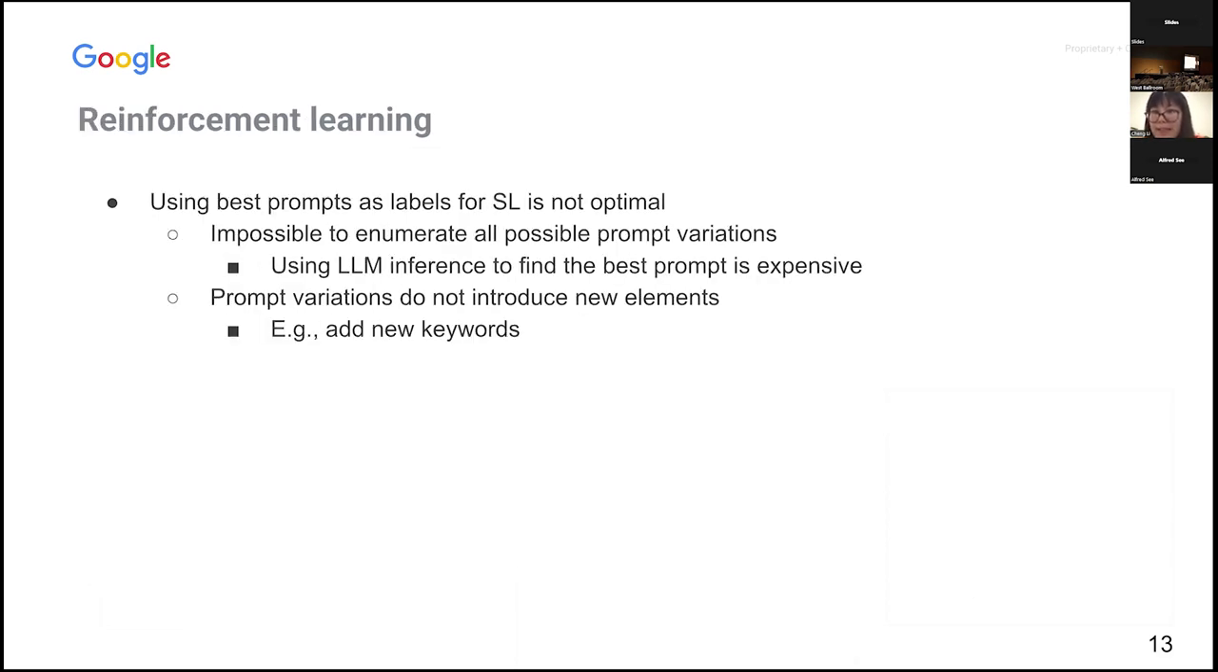Using best prompts as labels for SL is not optimal. It's impossible to enumerate all possible prompt variations. Additionally, using LLM inference to find the best prompt is expensive. Furthermore, prompt variations do not introduce new elements such as adding new keywords.